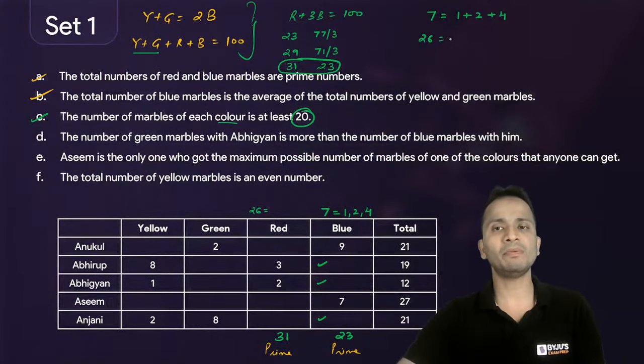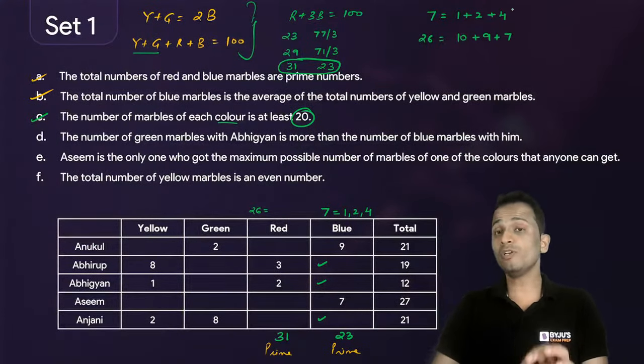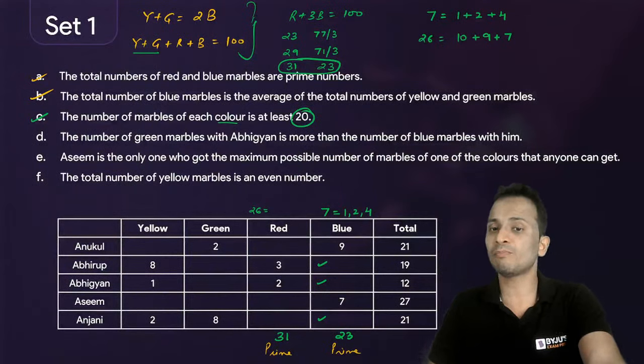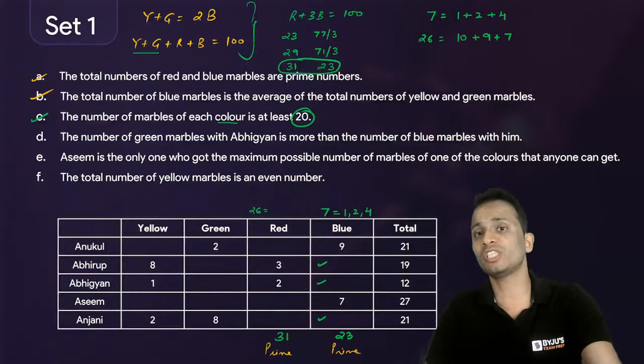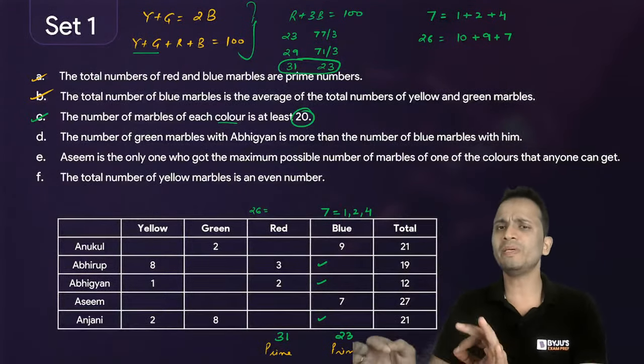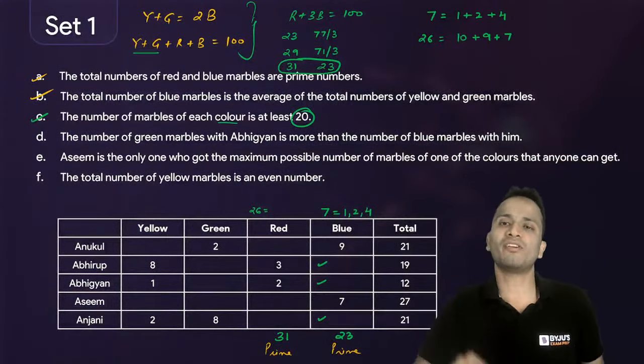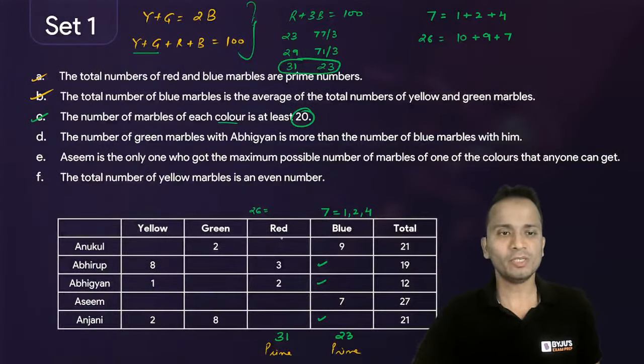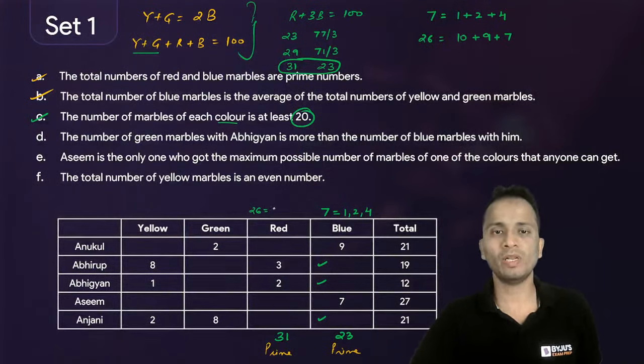Now 26 can be written as 10 plus 9 plus 7. There is only one way of writing 26 as the sum of 3 numbers which are distinct and less than or equal to 10. There is no other way. All right. So at these 3 places for the red color, the numbers will be 7, 9 or 10.